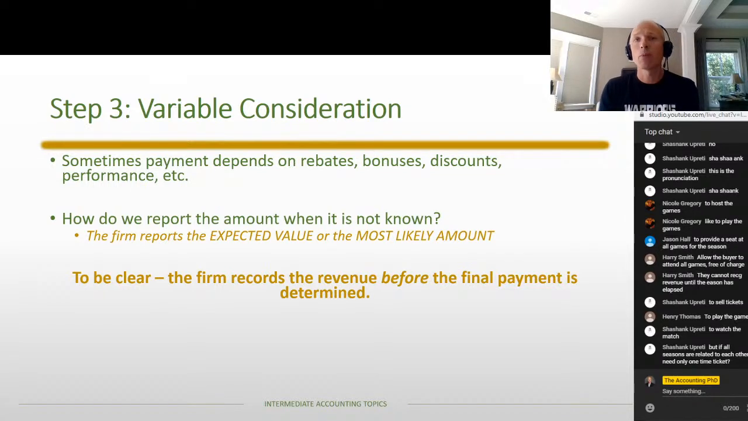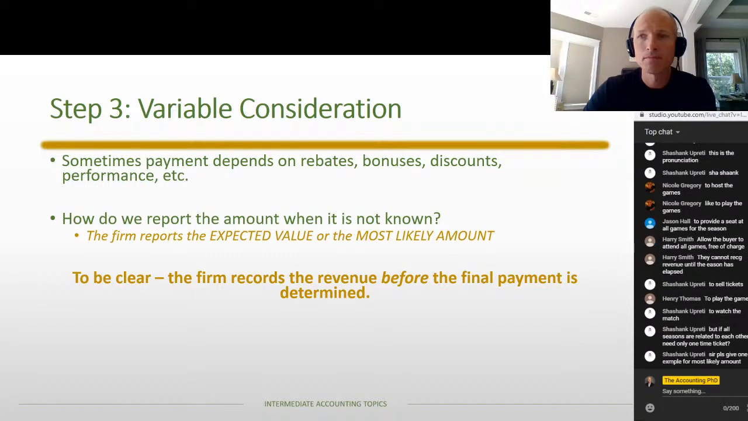Now, the payment has not been determined, but I'm going to record it based on either the expected value or most likely amount. In that case, if I was doing 1%, it would be the expected value. But anyway, in that case, I would record it all on January 1st. And then as I start collecting, we'd reconcile it after the fact. But again, that's the whole idea here, that you record this before the final payment is determined.